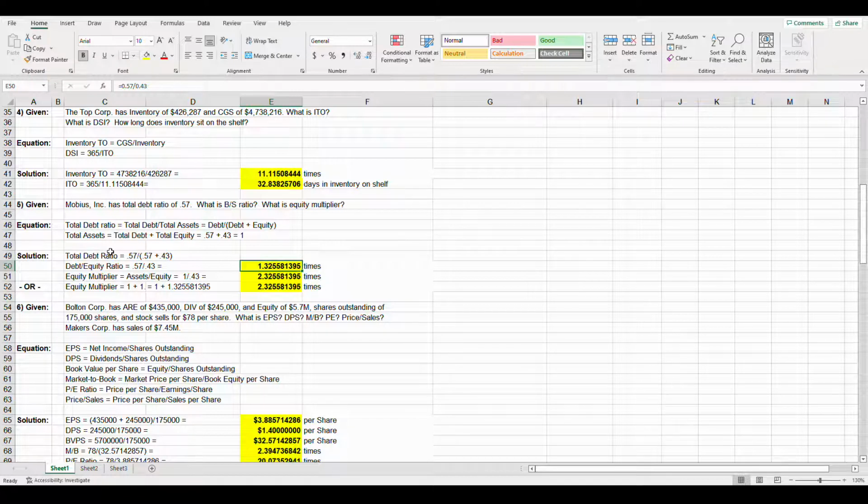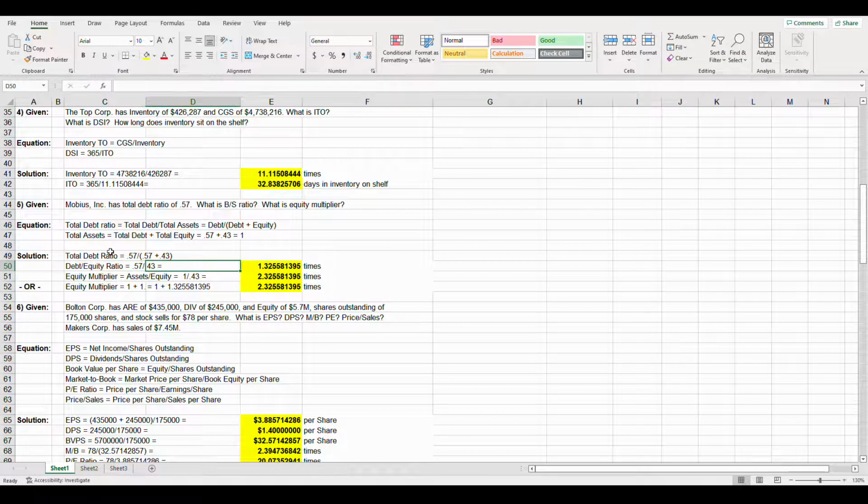So total debt over total assets is the same thing as total debt over debt plus equity, is another way to look at it. And total assets are total debt plus total equity. So we can use that knowledge to figure out the components because you're not really given a whole lot of givens in this problem, just total debt ratio of 0.57. So to solve it, my total debt ratio then is 0.57 over 0.57 plus 0.43, or 0.57 divided by 1. That's how I came up with that.